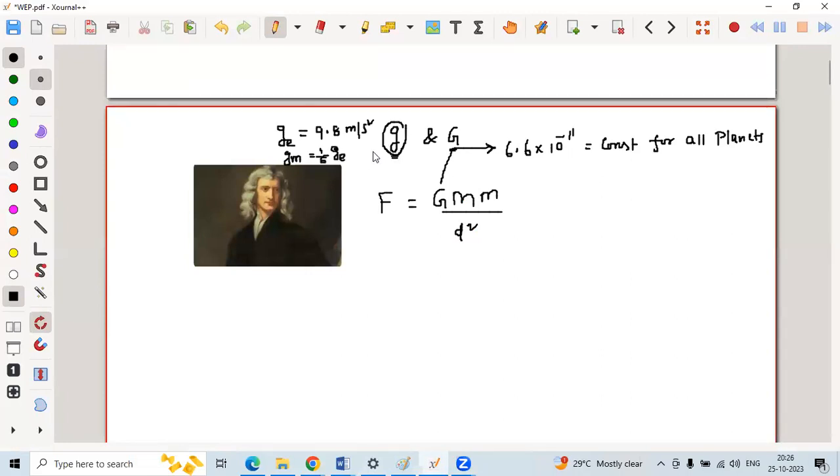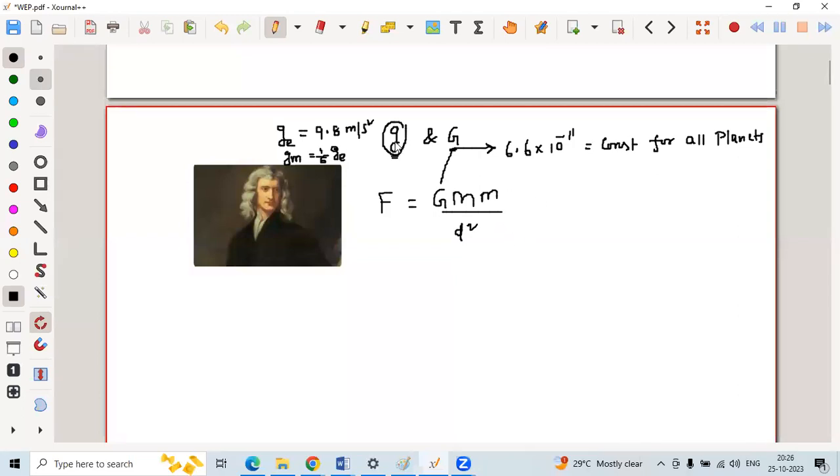G on earth. Okay? But can anyone say what is capital G on moon? 6.6 into 10 power minus 11. That's all. Because capital G never varies. It is same everywhere. Small g will vary.